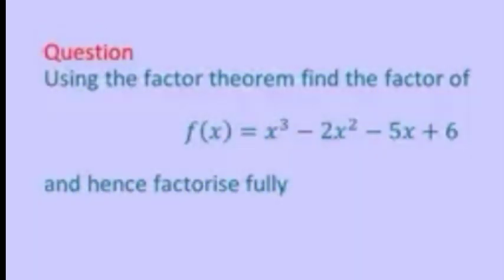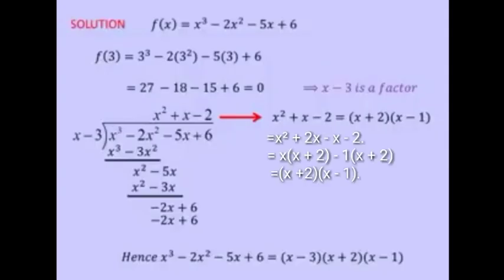Now, we will see another method to factorize the cubic polynomial. Given polynomial is f of x equal to x cube minus 2x square minus 5x plus 6. The factors of 6 are plus or minus 1, 2 and 3. First we have to find one linear factor. By trial method, you can start with x value 1, 2 and 3 also. Here we took x value 3.